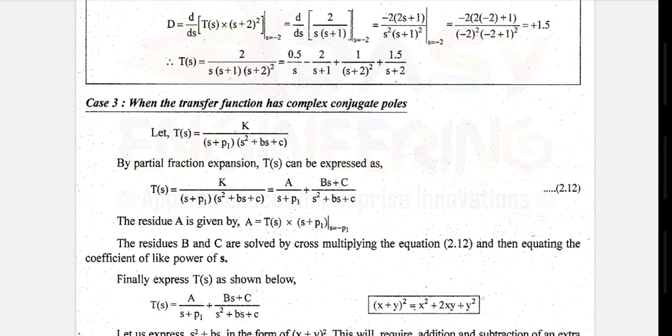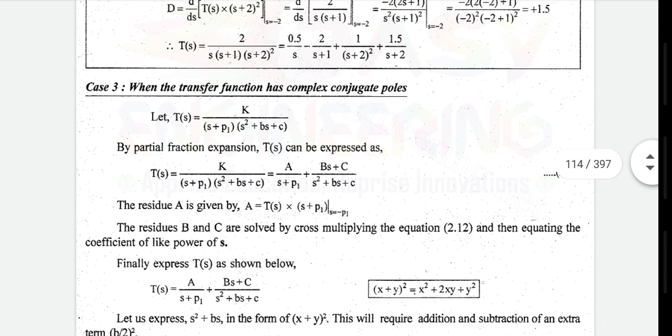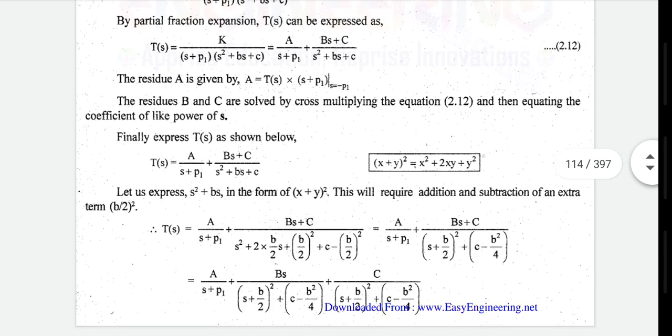All of you remember this one. If you have distinct poles, that is separate poles, that is case 1. If you have multiple poles, now you should do the process of case 2 for simplifying the transfer function t of s.